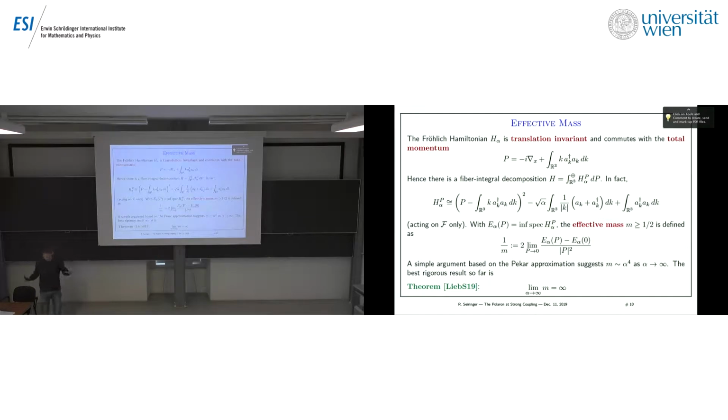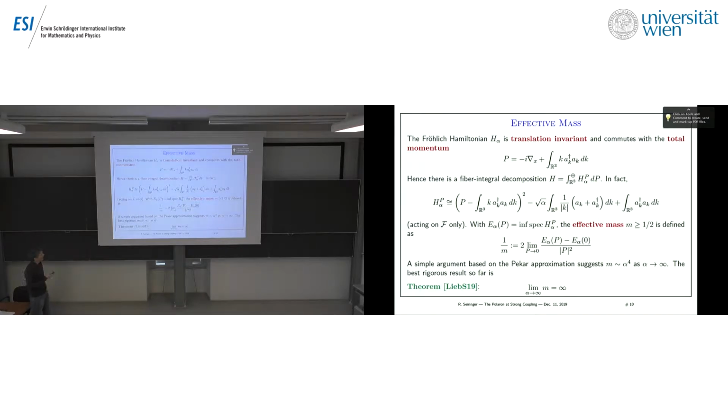Right? In the classical limit, the electron really just sits there. It's trapped by the potential well it has created by the polarization field. So an electron just sitting there obviously corresponds to an infinite mass. Right? So in the classical approximation, the effective mass is really infinite. So we expect that for the quantum problem, the effective mass will diverge in the strong coupling limit.